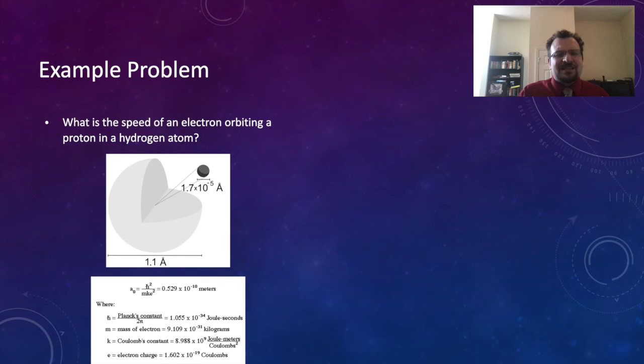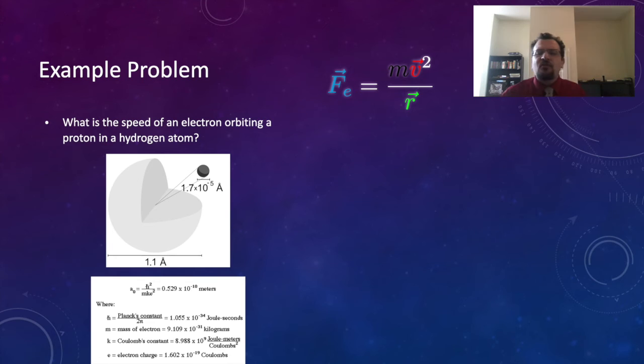Let's think about this. This seems like a central force problem. So let's solve it similarly to what we do with some of the gravitational problems that we were doing earlier. That electric force is going to be our centripetal force. So that's going to be equal to the mv squared over r that we can remember back from before Christmas break. That was a long time ago.